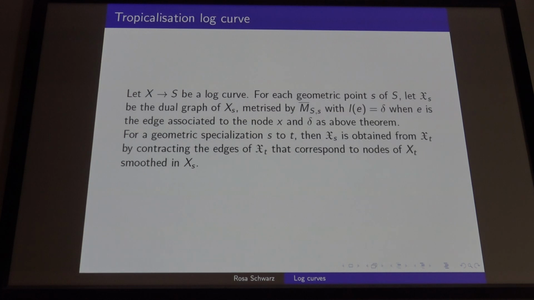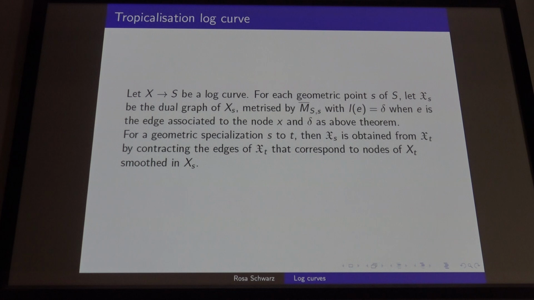And that's, as far as I understand, the tropicalization of the log curve. So for a geometric point, you take the dual graph and the length of an edge is this delta. And you also needed to make this edge contraction map in local points, and then you just say that this edge contracted corresponds to the nodes that are smoothed out.